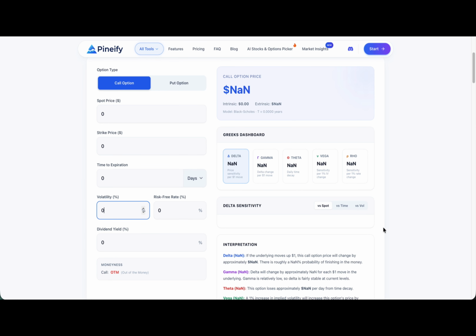Alright, so here we are. This is our calculator that we are going to use here. And let's start here by first setting up what will be the time to expiration. This will be a fixed variable, and we are going to use 30 days out.